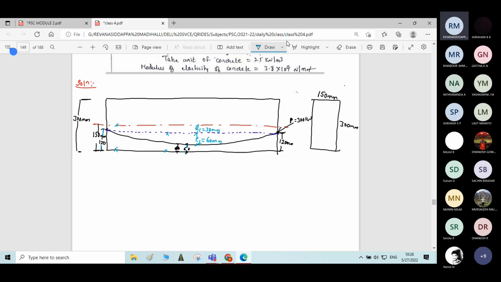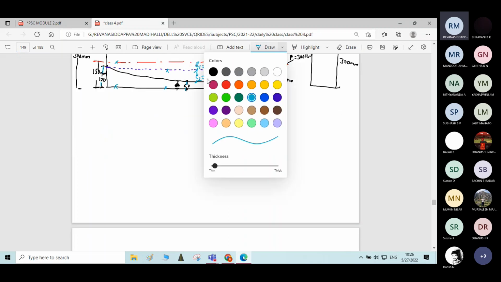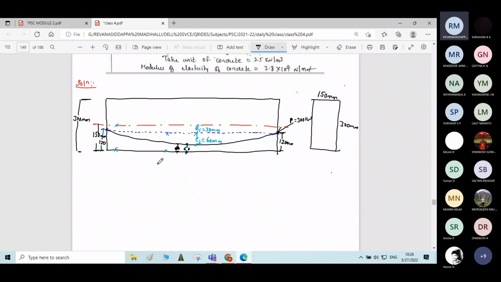So this completes the writing of the figure. If you want, you can show the calculation here. E1 is equal to 150 minus 120, 30 mm, and E2 is equal to 120 minus 60, 60 mm. So both eccentricities are below the central axis only, correct?